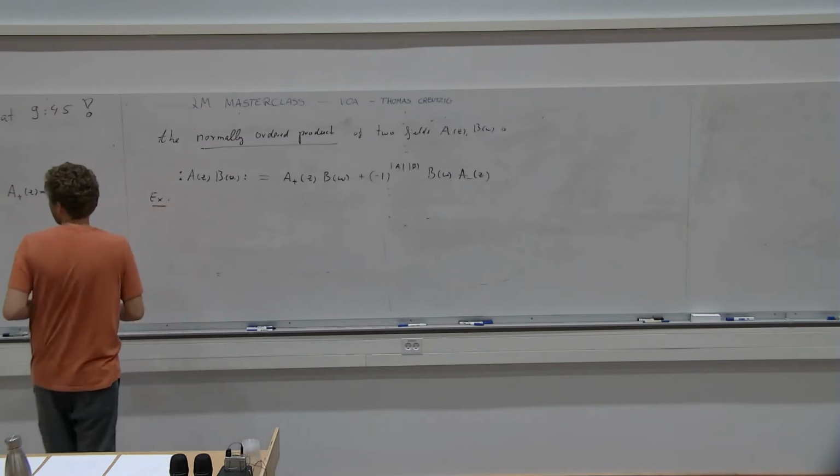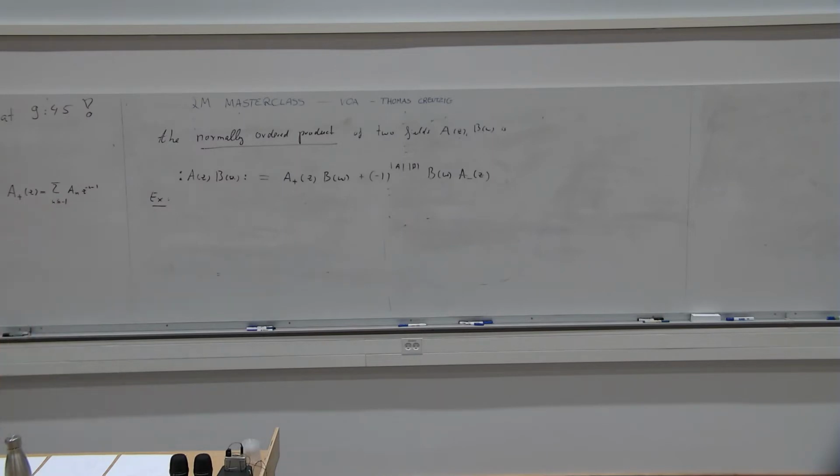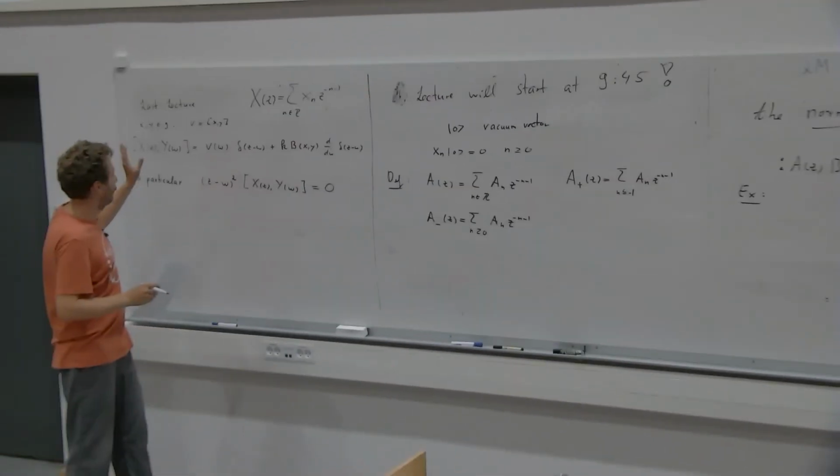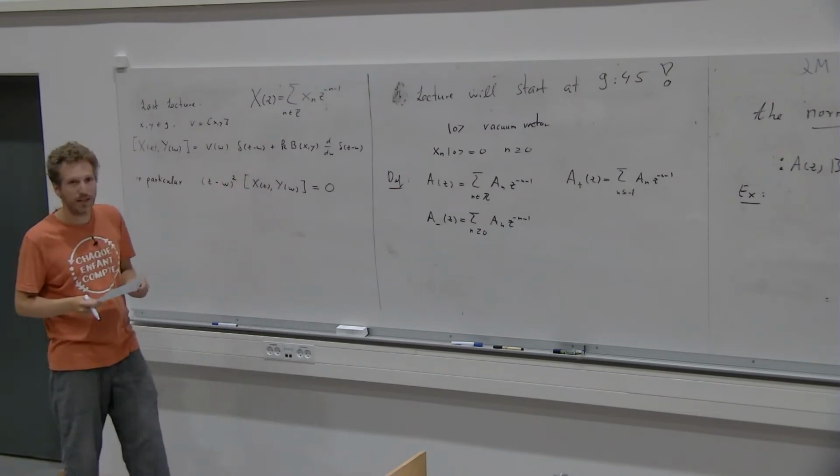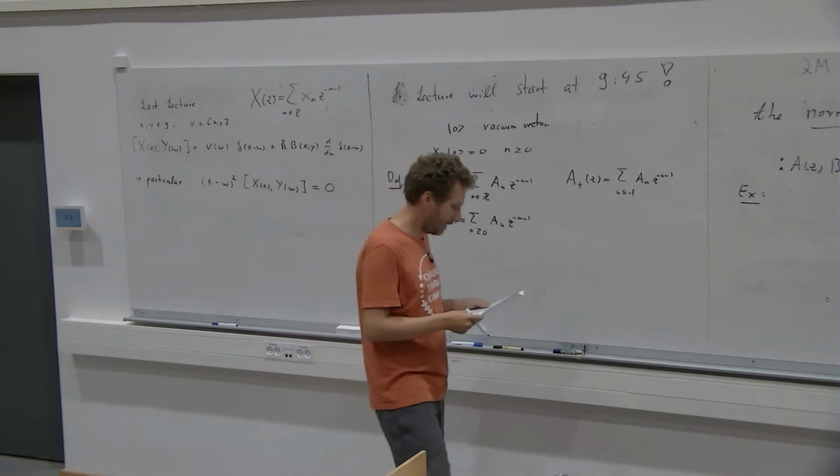Now let's do this in our example and see. The claim is that the normally ordered product makes our product of fields somehow nicer, in the sense that we don't have to deal with formal delta distributions anymore. So let's see how that appears.